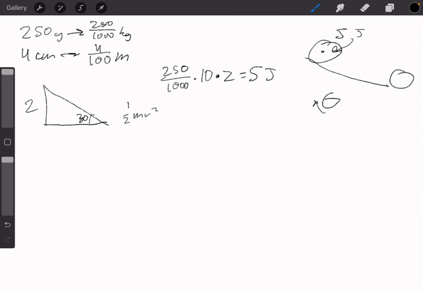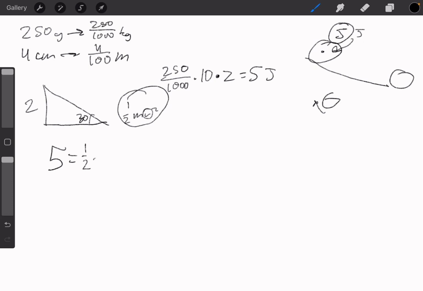So let me grab out my formula. Actually, I don't even need to grab out my formula. I've got it right here. We know that it's 5 joules at the top, so we can set that on the left side of our equation for the total energy in the system. We can fill this equation in, but we don't know v, which is what we're trying to solve.